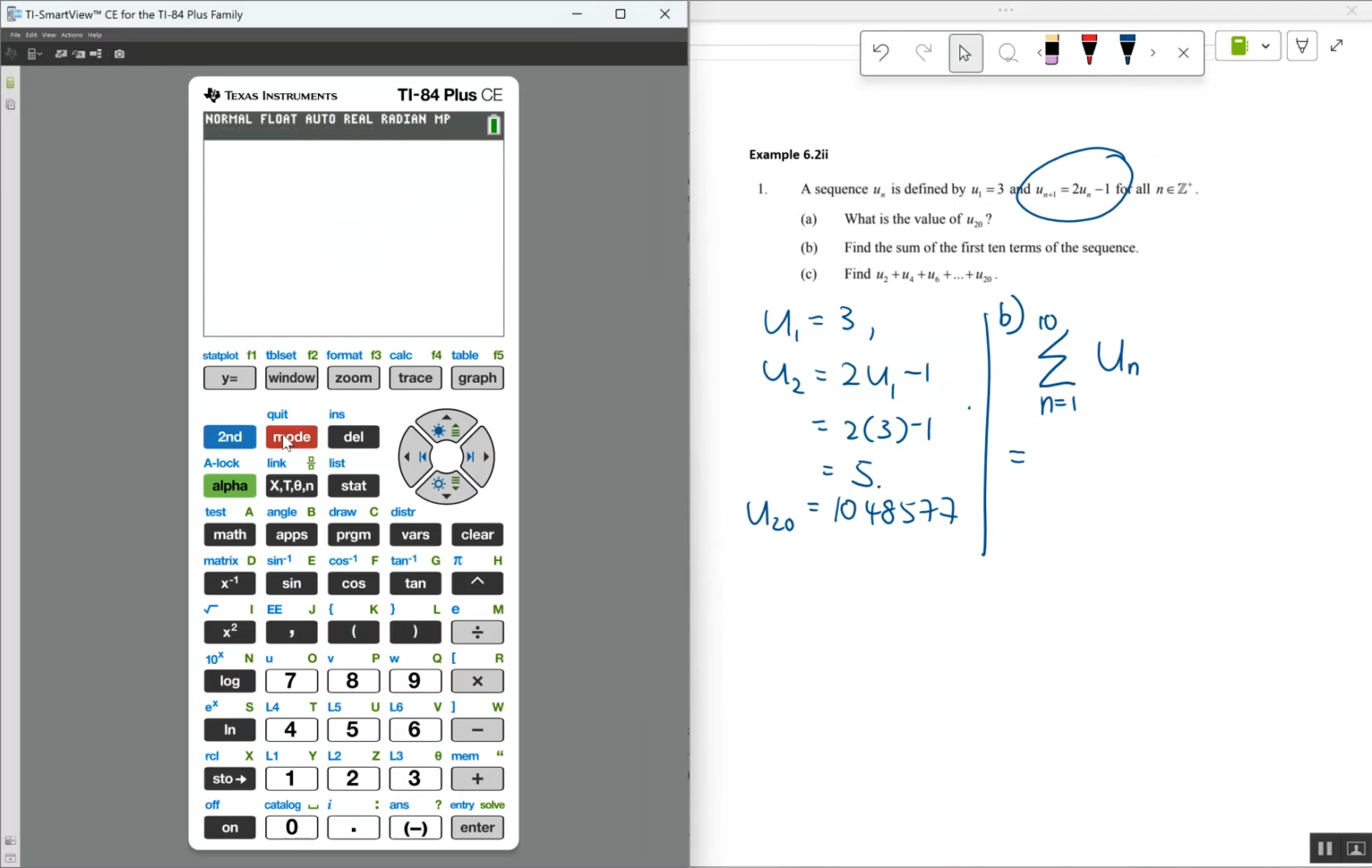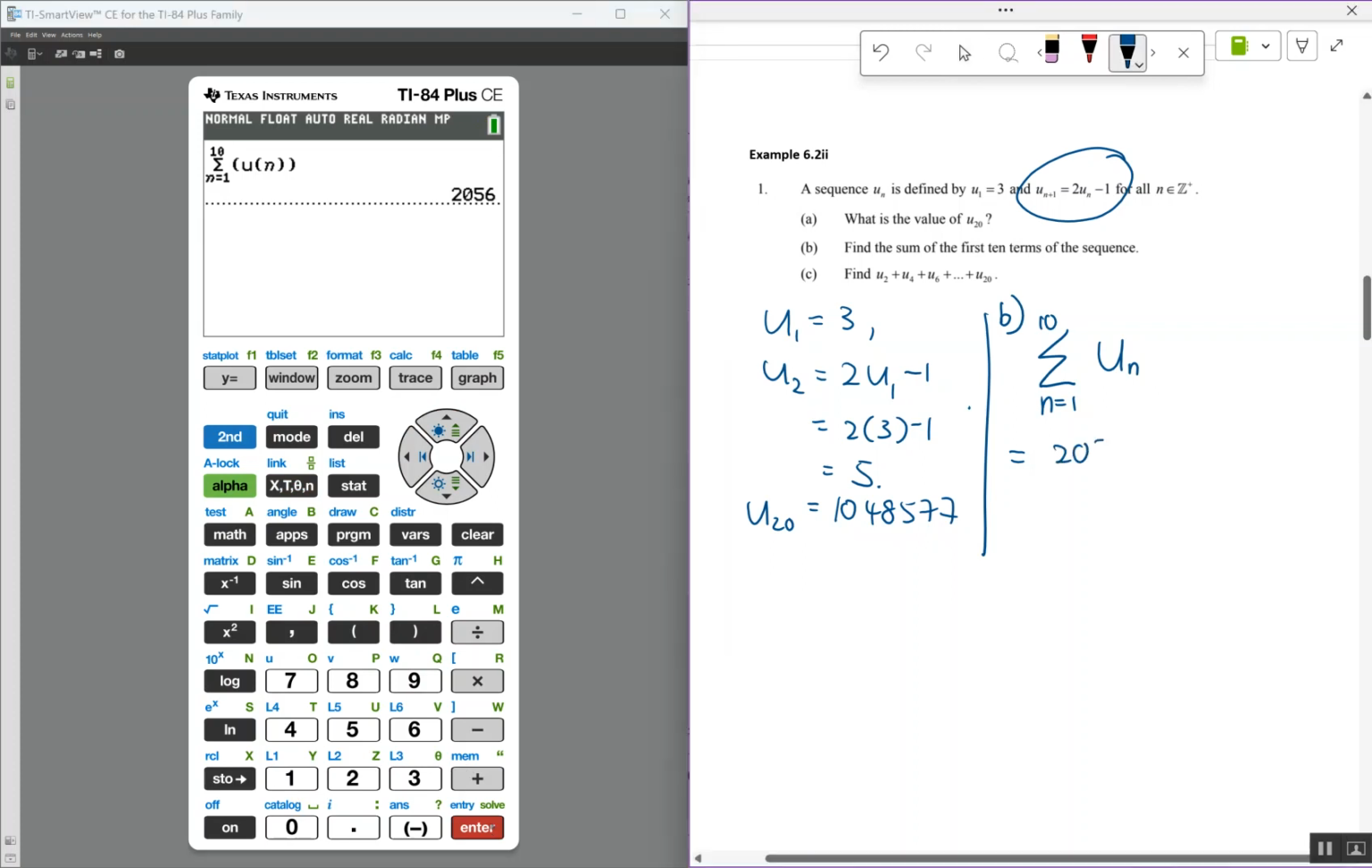Again, second function quit, come to the main screen. We know that we need a summation, which will be under math. Scroll down until you see number 0, summation. Let's input the formula first. That would be un: second function 7, that will be u, open bracket. You can put n over here. Then we replicate the whole thing from n equals 1 up to u10. Now I press enter, I'm going to get 2056, and this is how you can easily get the values using your GC.